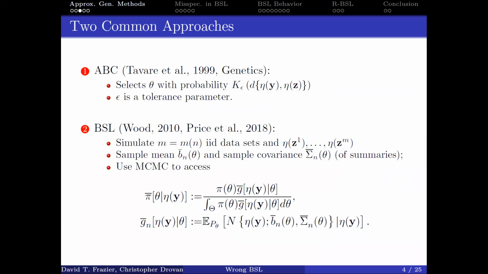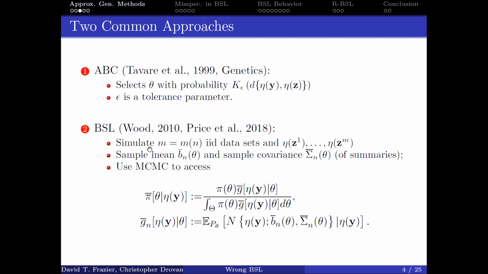Now, the two most common approaches when you're dealing with these summaries are, of course, to use ABC, which you can think of as selecting a value of theta according to some kernel probability that depends on some tolerance parameter epsilon and some distance d. And Bayesian synthetic likelihood is an alternative to this in the sense that it doesn't necessarily select it this way, but it does work on a well-defined distance that we'll talk about just a little bit.